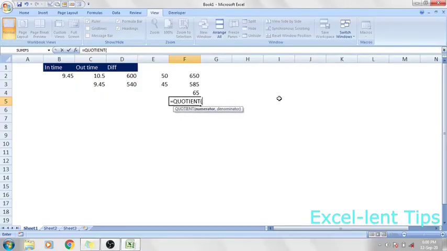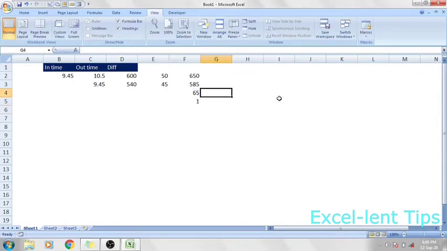Quotient of the numerator is this 65 number, comma, and my denominator is 60. So which means 65 divided by 60. So what is the whole number you get? 1. Like for example, it's equal to quotient of 5, 2. Here 5 is the numerator and 2 is the denominator. You will get 2 as the whole value. So here my whole value is 1.